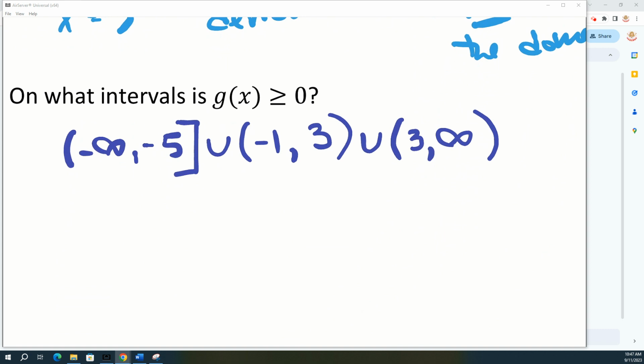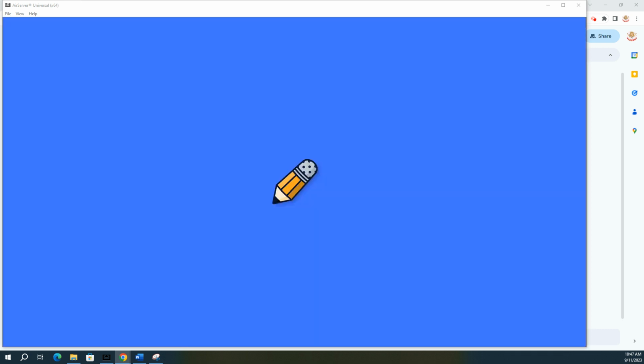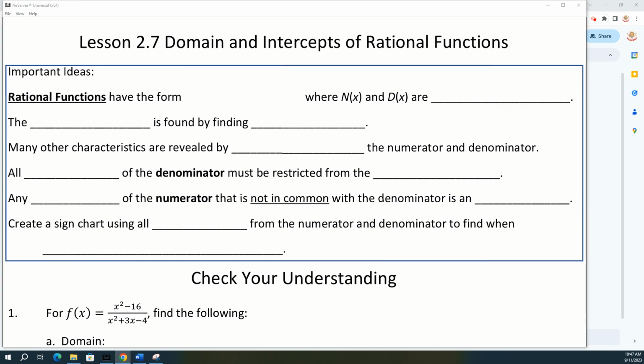All right, so let's go to the one that's got the big box at the top first. All right, so we're going to focus on the domain and the intercepts of rational functions today. But first, you need to know what a rational function is. So a rational function is of the form f of x equals, and then you have a fraction. So rational is just another word for fractional, basically. And then we're going to have n of x divided by d of x.